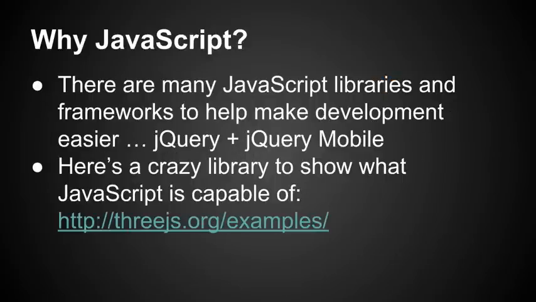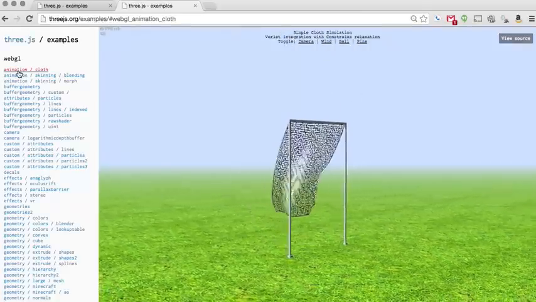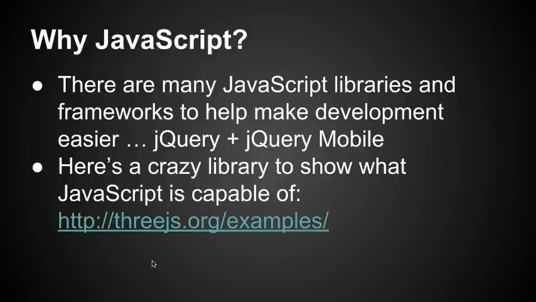Another advantage of using JavaScript is that there are many JavaScript libraries and frameworks to help make development easier. And one of those is jQuery and jQuery Mobile, which we'll be using next week. As an example of other libraries that you could use for making a mobile app, here's a third-party library called Three.js, and it shows some really wild things that people are doing with JavaScript. That gives you an idea of some things that are possible.